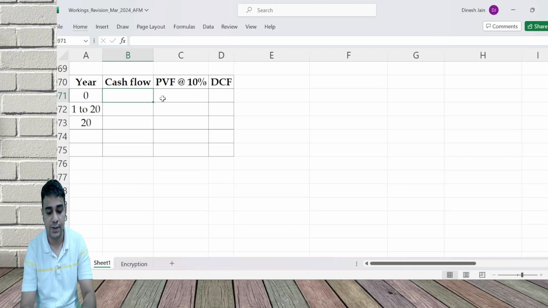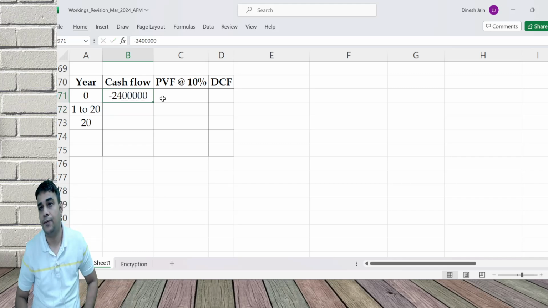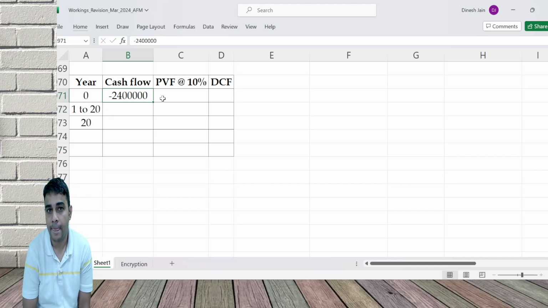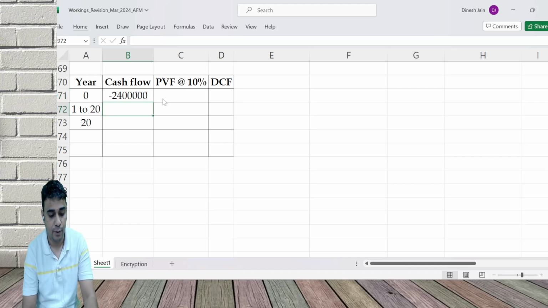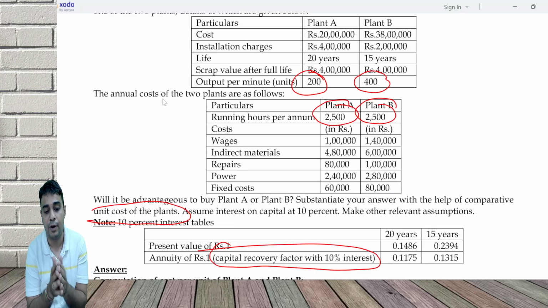What is the outflow of year 0? Negative 24. Every year, can you tell me the outflow all put together? No depreciation, no tax, nothing needs to be brought in. All put together, what's the outflow?